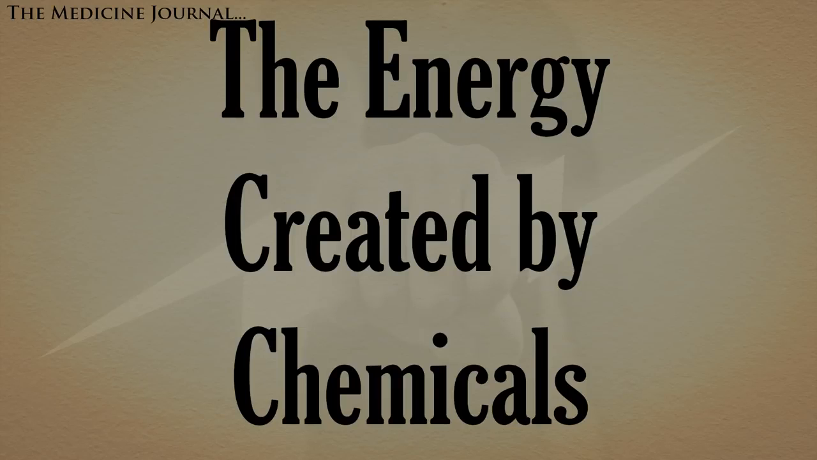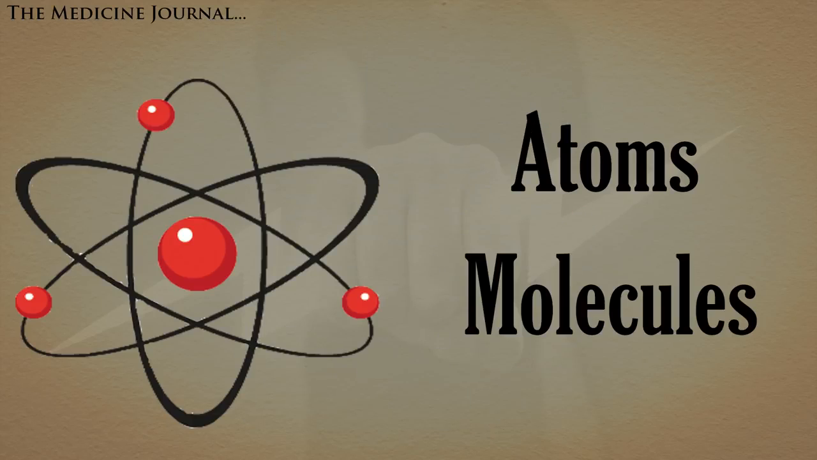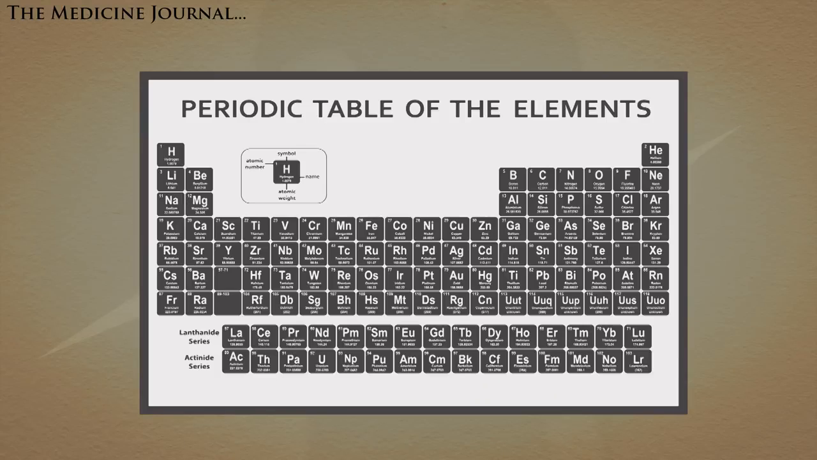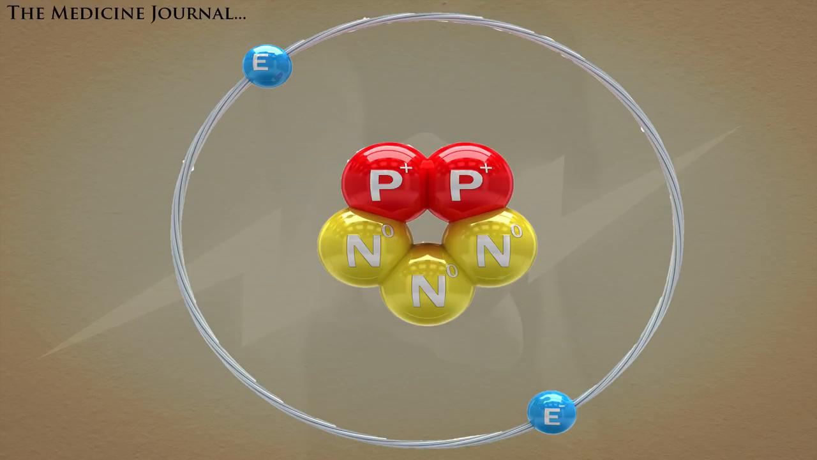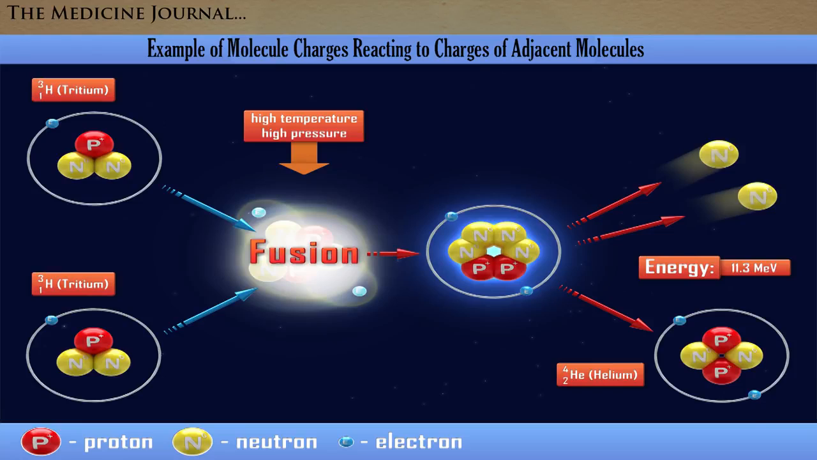The energy created by chemicals is due to the reactions of the atoms and molecules present. All of the elements we take in our bodies, like oxygen, sodium, potassium, and calcium, have a specific electrical charge, meaning they have a specific number of electrons, protons, and neutrons. Those specific charges, whether positive or negative, react to the charges of adjacent molecules. This reaction is what creates the energy needed to create electricity.